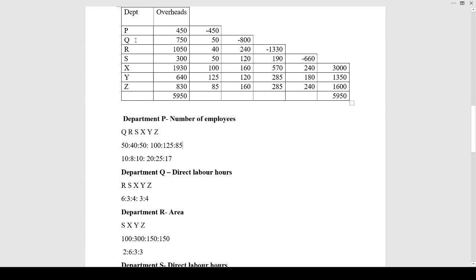Now next is Q department. Now in case of Q department, the basis is direct labor hours, and the order is Q department has to distribute it to R, S, X, Y, Z. So the order is R, S, X, Y, Z. So R department direct labor hours 6. The next one, S department 3, X department 4, Y department 3, and Z department 4.